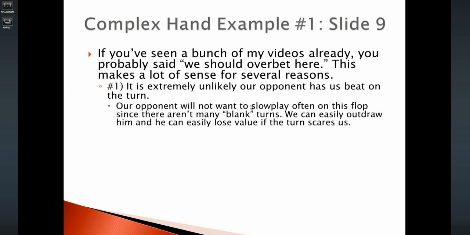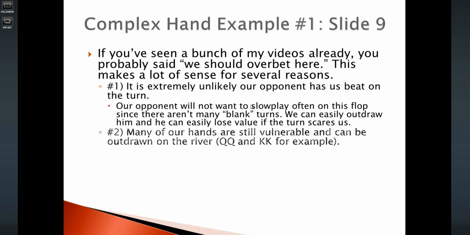And our opponent won't really want to slow play on this flop since there aren't many blank turns. We happen to just get really lucky and get a turn card that's very good for our range. If our opponent does think we're overbetting a lot on the turn and decide to start slow playing, that's very risky, so there's really not a good option for our opponent here. Overbetting just in theory makes a lot of sense.